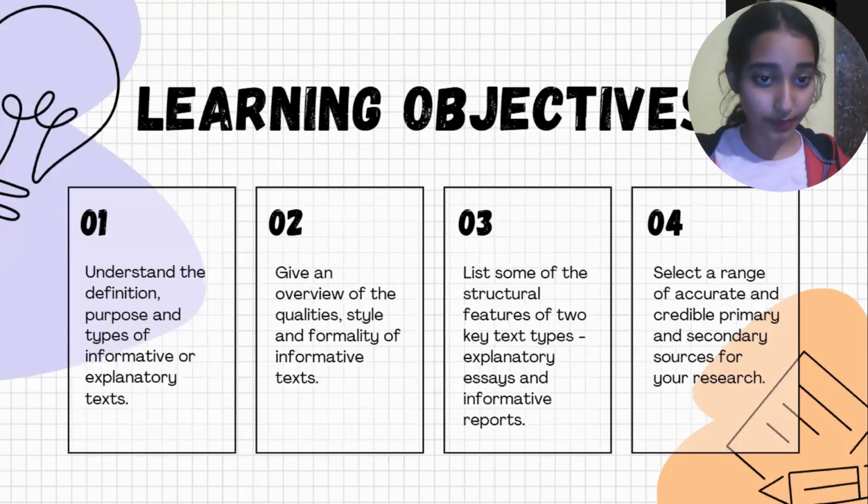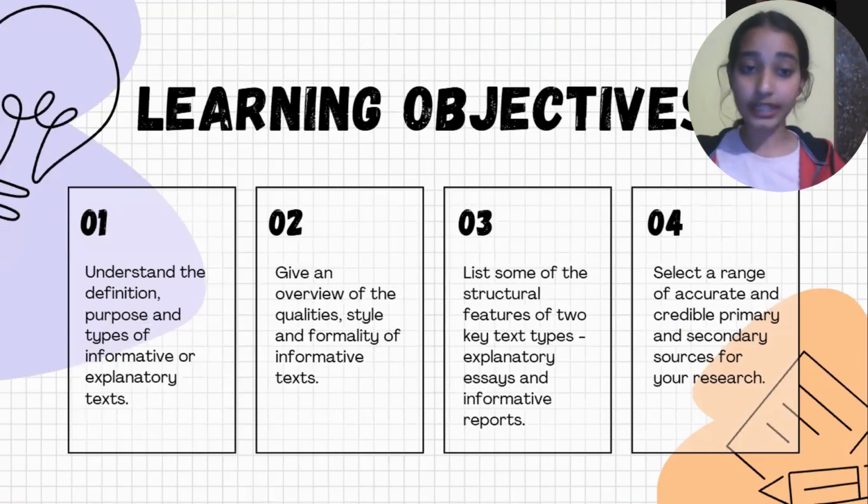So the learning objectives. Firstly, you'll be able to understand the definition, the purpose, and the types of informative or explanatory texts. Next, you will be able to give an overview of style, formality, structural plot, qualities of these explanatory texts. You'll be able to list some structural features of the key text types and write reports based on it with a clear understanding.